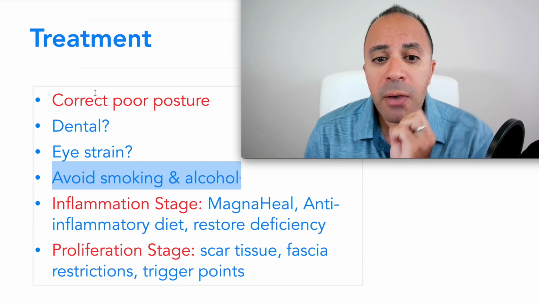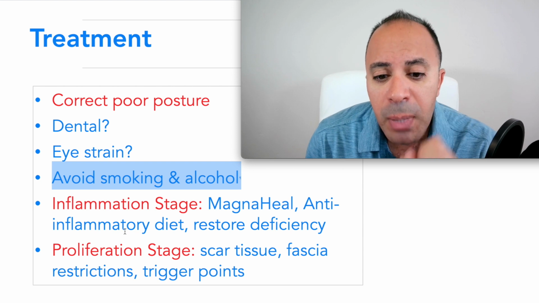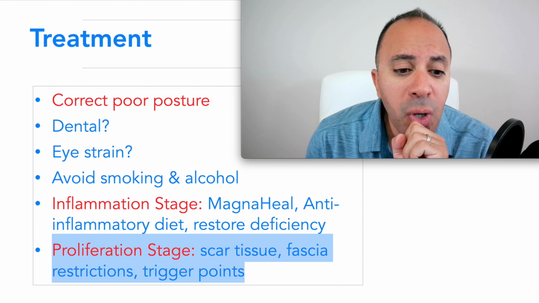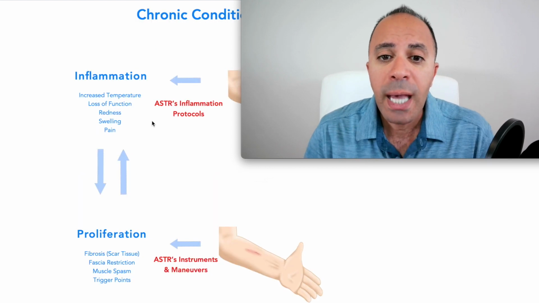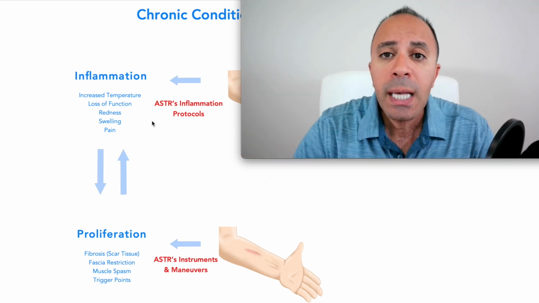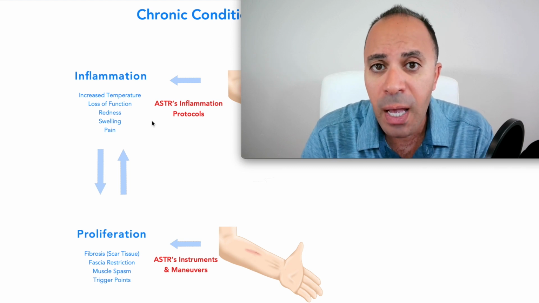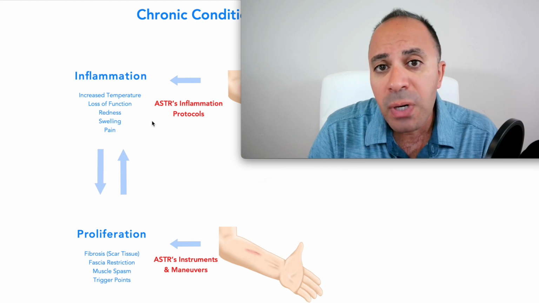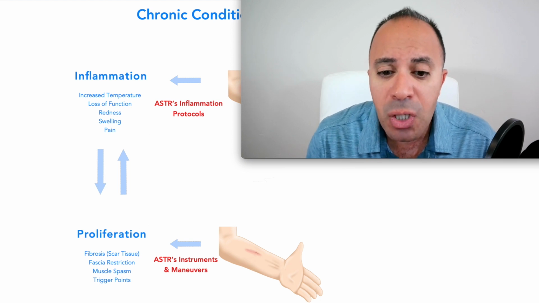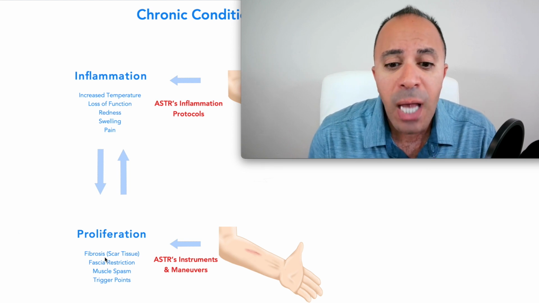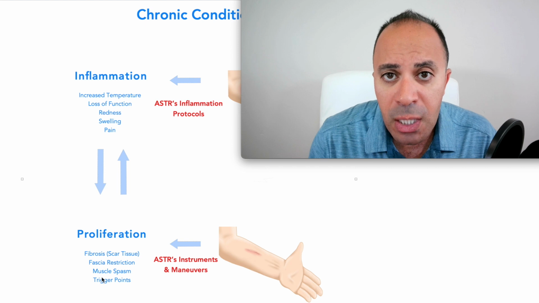Okay, but if you have chronic inflammation and/or you're stuck in a proliferation stage, we need to work on the healing cycle simultaneously, the inflammation and proliferation stages. As I mentioned, for inflammation, I use MagnaHeal, the anti-inflammatory diet, and try to figure out if you have a deficiency. That's usually associated with chronic inflammation. It's very typical with tension headache that patients are stuck in a proliferation stage, and we need to address all aspects of the proliferation stage.